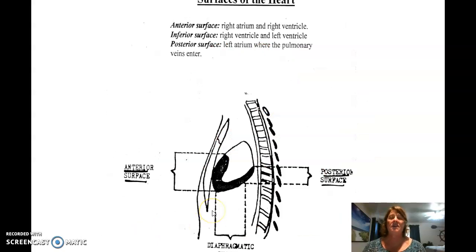When we look at surfaces of the heart, this picture is taken from a side view. This right here is the sternum, and this would be the spine, so I'm looking at the heart coming into that view. This area is the anterior surface of the heart, made up of the right atrium and the right ventricle. This section here is the inferior surface, also known as the diaphragmatic surface, but usually referred to as the inferior surface of the heart, and that's part of the right ventricle and a good portion of the left ventricle. And then the back part of the heart is our posterior surface, which is usually made up where the left atrium and the pulmonary veins enter into the heart.